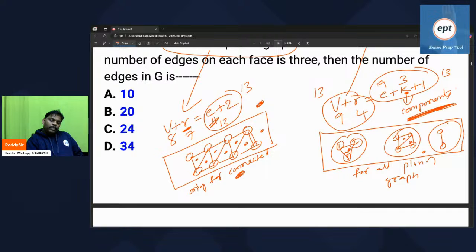Only for connected planar graph. If anyone doesn't know, please note this down. Now, according to the given problem, let me check.